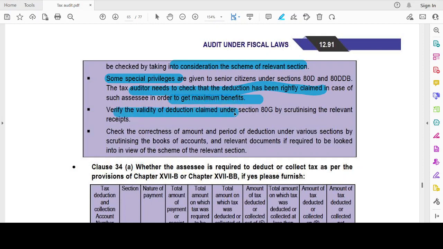Verify the validity of the deduction claim under 80G by scrutinizing the receipt. Check the correctness of the amount and the period of deduction in the relevant section, scrutinizing the books of account and relevant documents, if required, keeping in view the scheme of the relevant section.